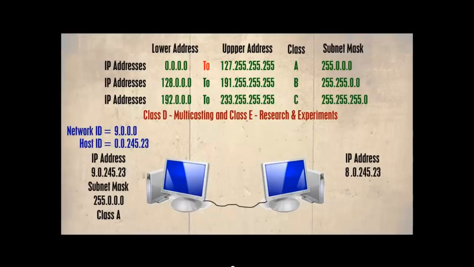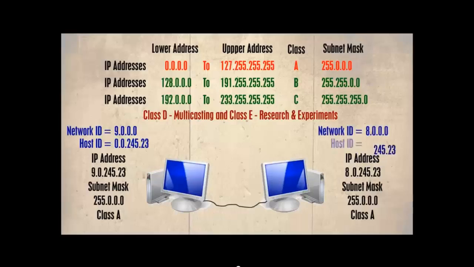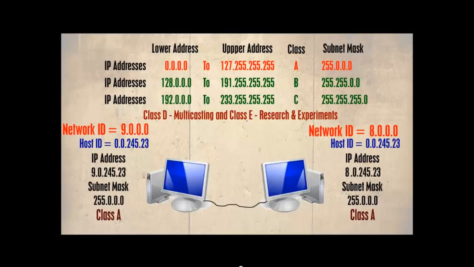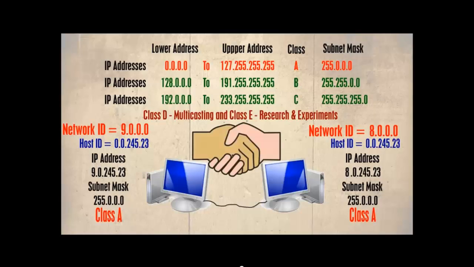80.245.23. Once again proves to be a Class A address. A subnet mask of 255.0.0.0. That means the first octet is used for the network ID and the last 3 for the host ID, 0.245.23. Once again, will they be able to communicate? The answer is no, because although they are both Class A networks, the IDs are different. One is 90.0.0.0 and the other is 80.0.0.0.